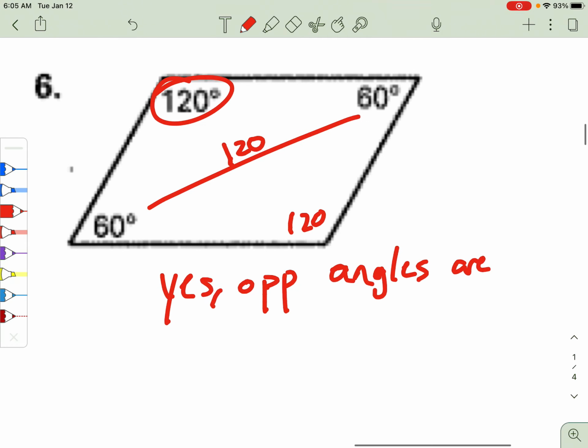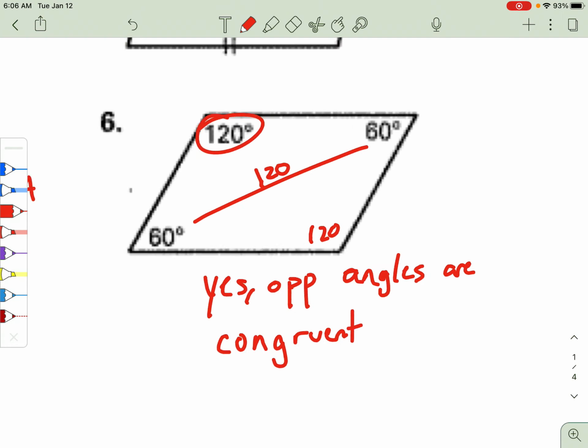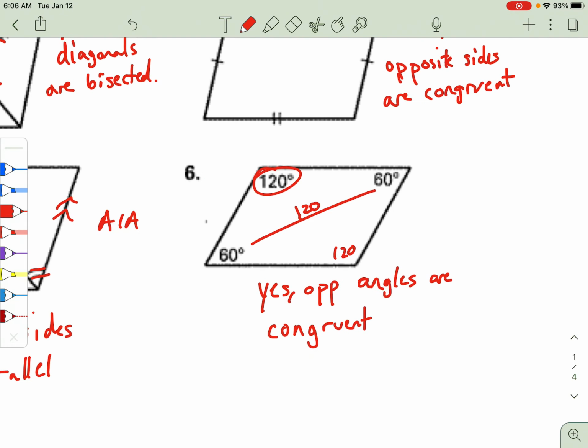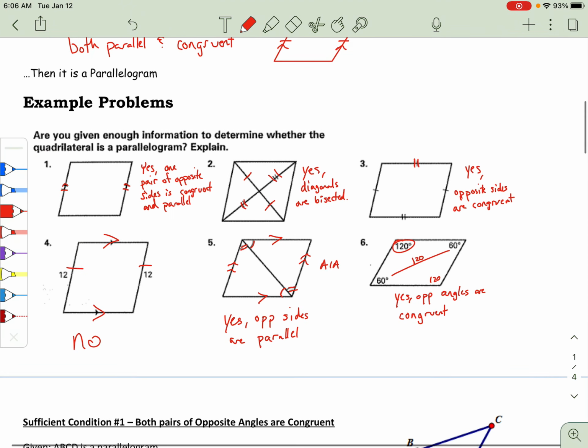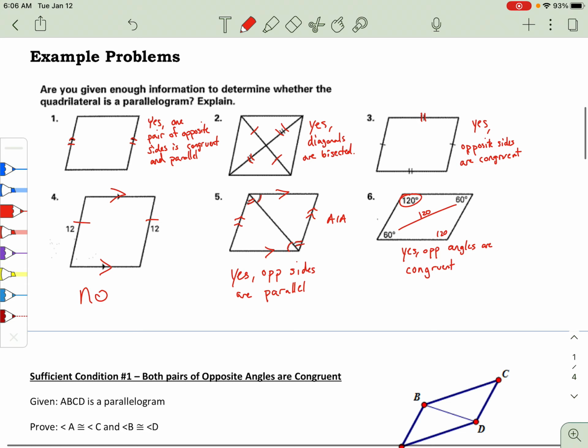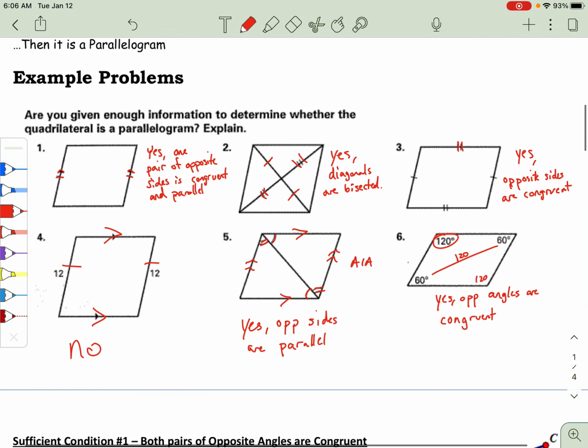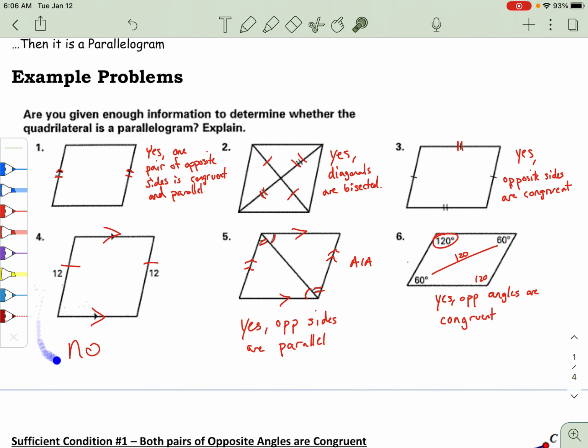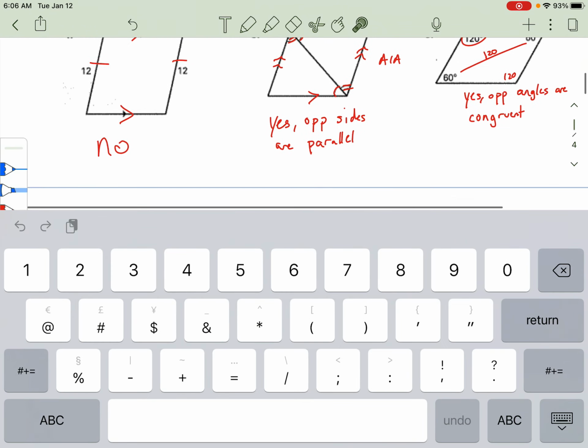So again, those are just looking at examples where we're trying to determine, do we have enough information to prove that those are parallelograms. And as long as it has one of these sufficient conditions from up above, then it is a parallelogram. So the only example in this case that we didn't have enough information for was number 4. Every other example actually had enough information to prove that it is a parallelogram.